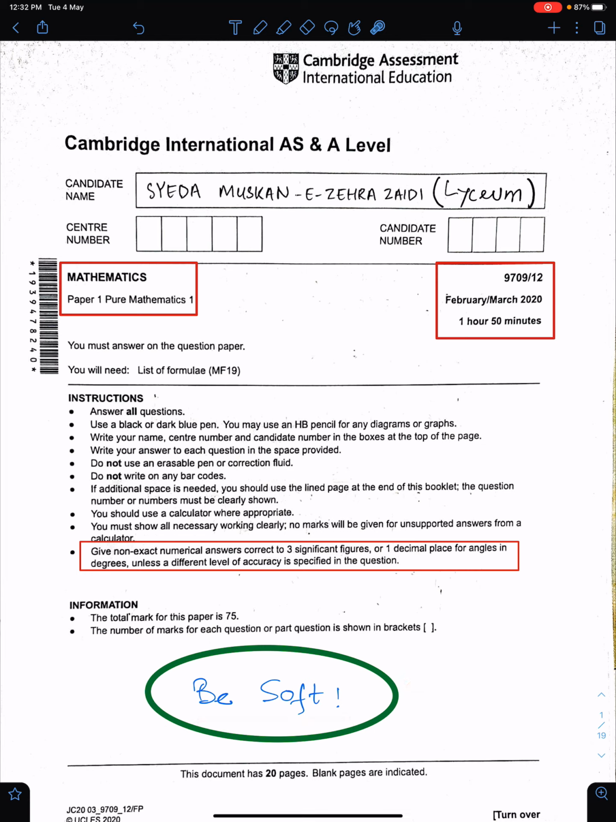Two important tips to solve the paper in a good way. Number 1, read the questions carefully. Number 2, avoid careless mistakes.